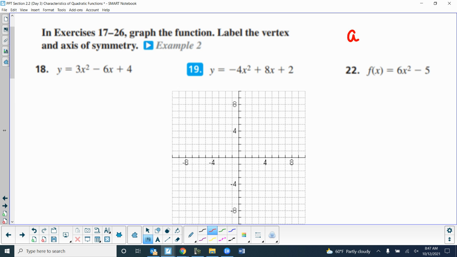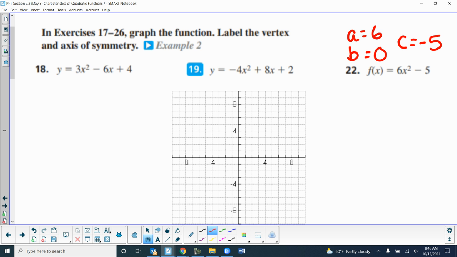It's a positive 6, right? What's my B? Yeah, it's 0, because there's not an x there. And then my C is negative 5. So that's what's tricky about it. There's no x in the middle there, like we're used to seeing. So that means the B value is 0. Okay? So if we have to graph it, it says label the vertex and the axis of symmetry. Remember, let's find those two things before we graph it, right?